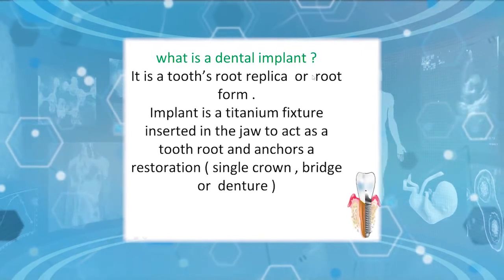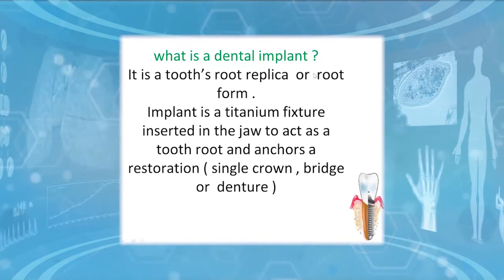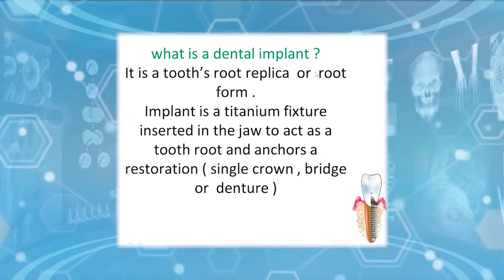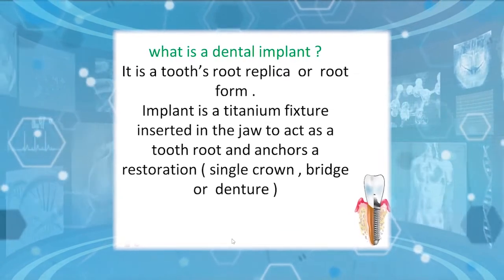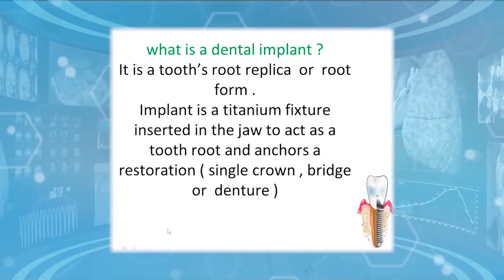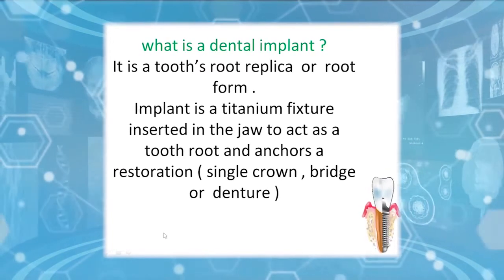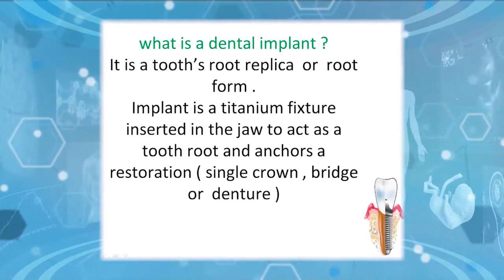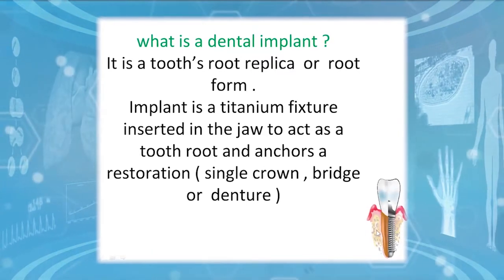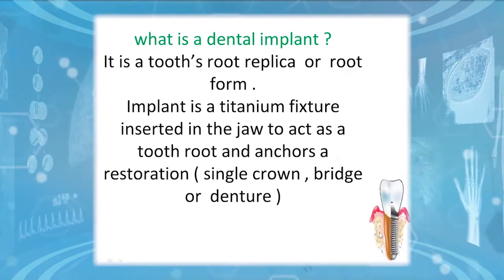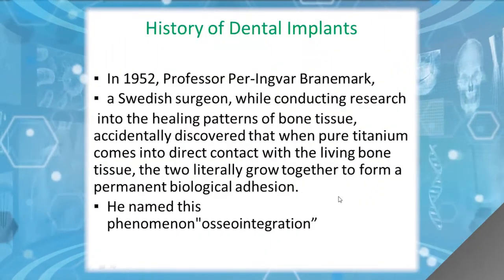So what is a dental implant? A dental implant is a tooth root replica, or root form, made of titanium, which is inserted into the jaw to act as a tooth root, and it will anchor a restoration like a single crown, bridge, or denture.